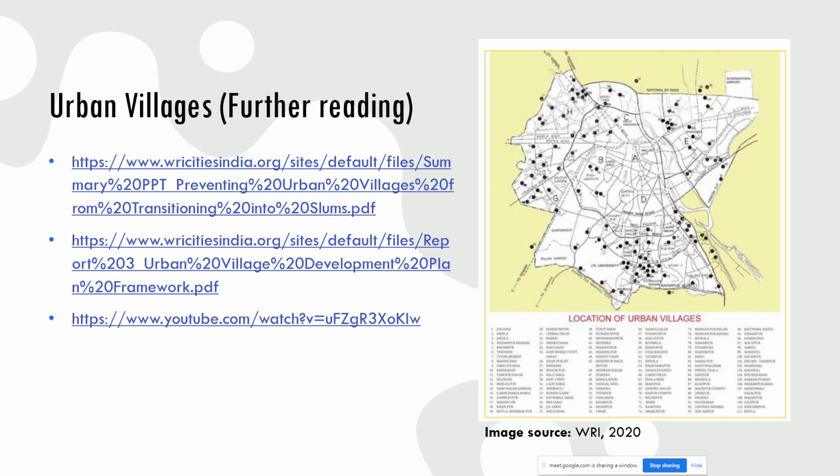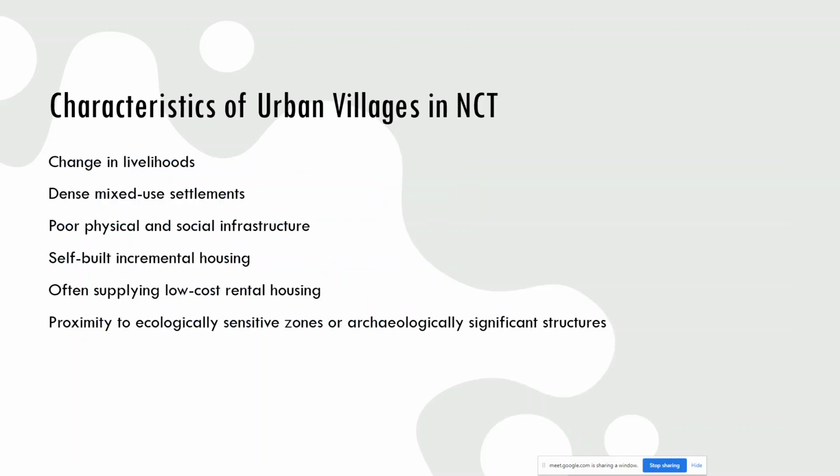And there was a further reading which is suggested for this one to understand the urban villages and have a comprehensive understanding of the same. Urban villages in Delhi, the study identifies there is some kind of change in livelihood. These are usually the dense mixed-use settlements with commercial and residential mix. But these settlements usually have low levels of physical and social infrastructure, and they have housing development happening over a period of time in phases, and low cost. It usually supplies low cost rental housing, and finally, it is usually in close proximity to the ecologically sensitive zone or archaeologically significant structures, which might be the tombs, statues, or some other figures.